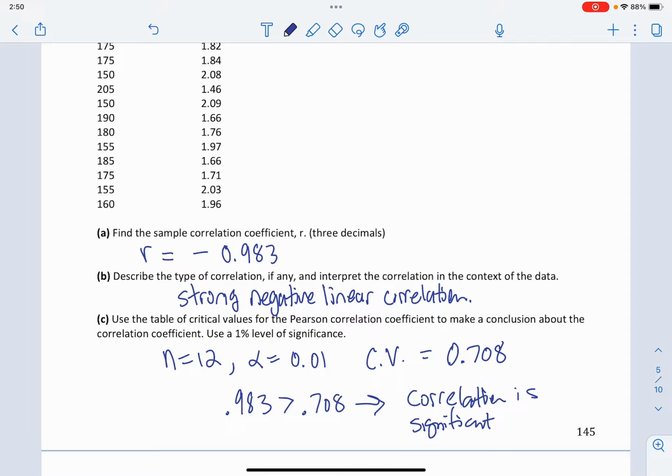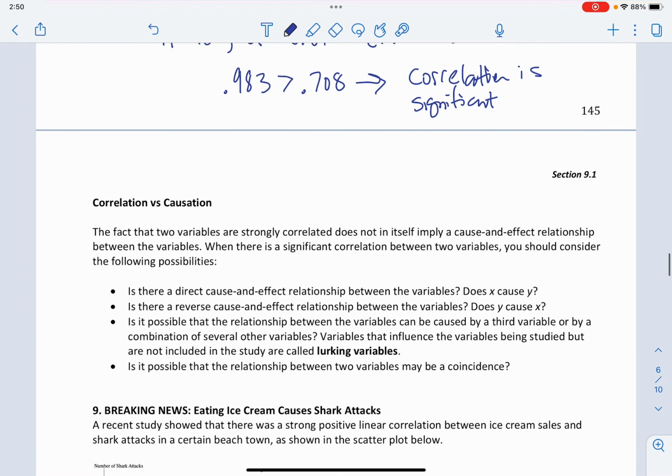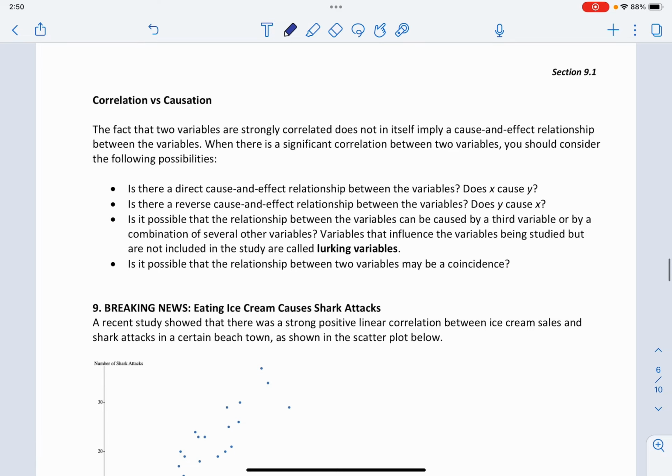So you'll see some of those problems in my lab. Just use that table and you should be good. One more thing we'll look at in this video is correlation versus causation. The fact that two variables are strongly correlated does not in itself mean that there's a cause and effect relationship. That's different. So strong correlation does not necessarily imply cause and effect.